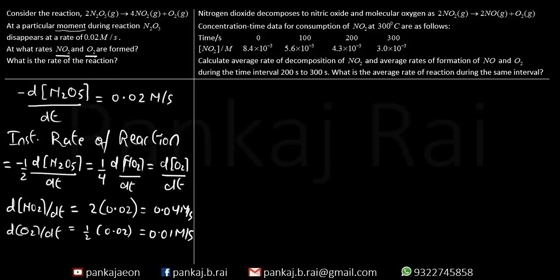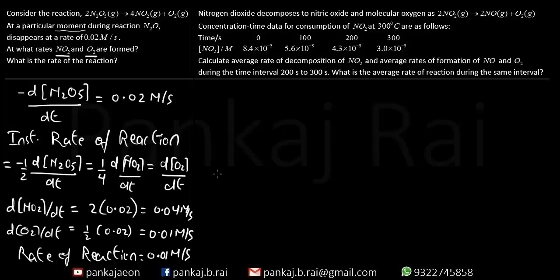The rate of reaction can be found by substituting any of the values. If we substitute this value over here, it will be 0.02 upon 2, which is 0.01. If we substitute this value, 0.04 upon 4, that will again be 0.01. Or if we find the rate of reaction using only this, it is equal to 0.01. So in either case, the rate of reaction is 0.01 molar per second. In this way you can solve such numericals.